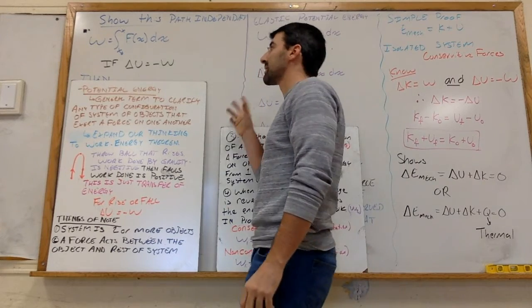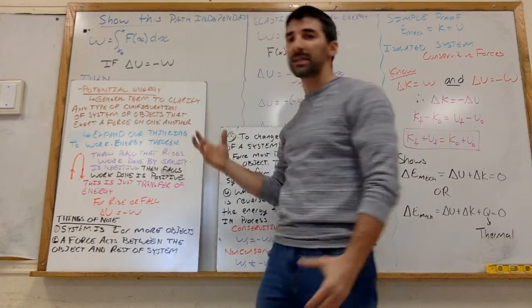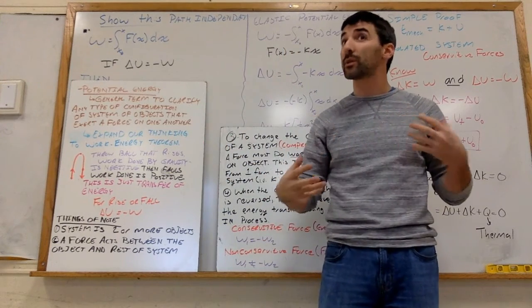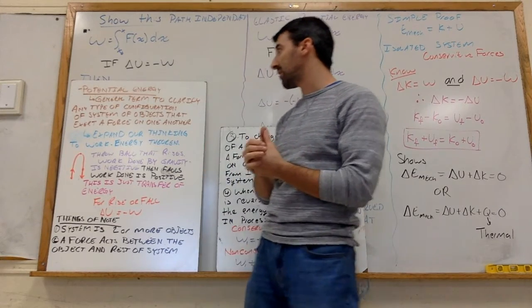So just to get us all on the same page, we want to talk about a couple of vocabulary things. First, potential energy. Potential energy is just going to be our general expression for a configuration of objects.